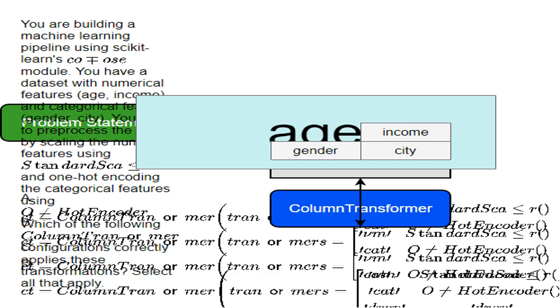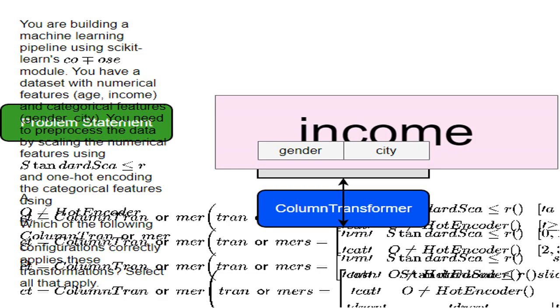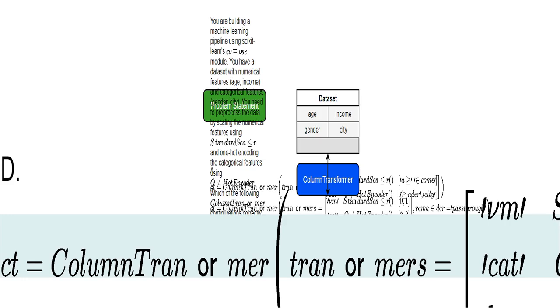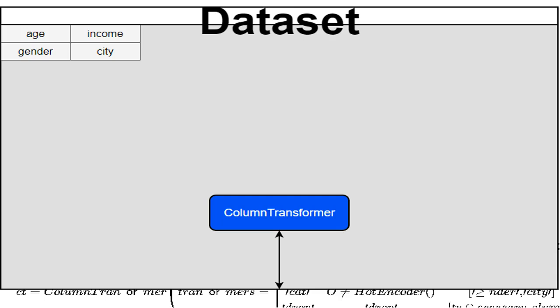A categorical feature representing gender. We'll need to one-hot encode this to make it usable for machine learning. Another categorical feature representing the city. Same as gender, we need to one-hot encode this. A numerical feature representing the age. We will scale this to improve model performance. A numerical feature representing the income. We will scale this too.